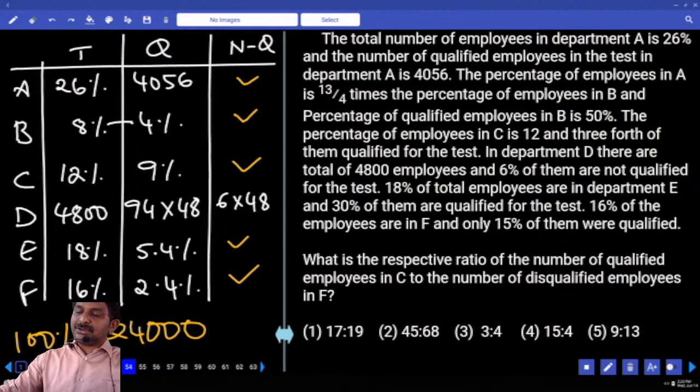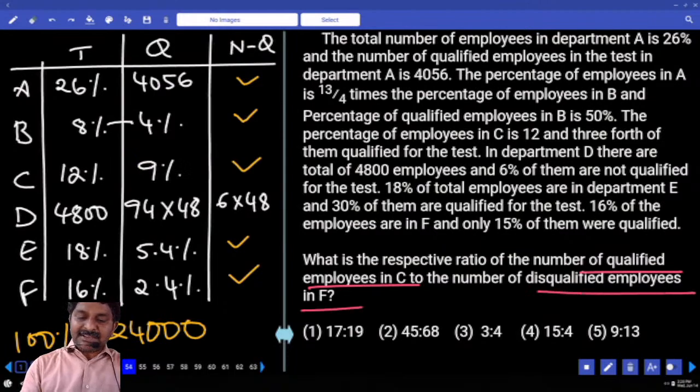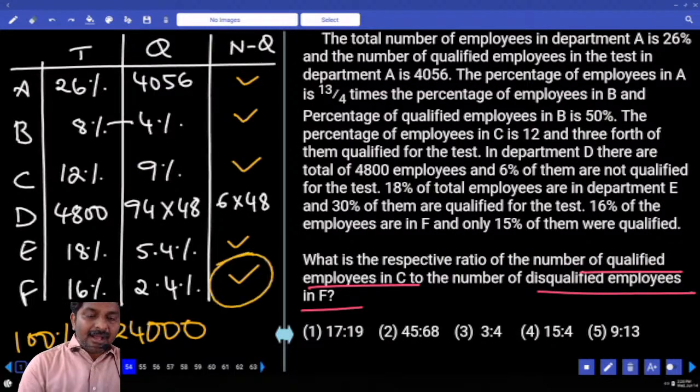What is the respective ratio of the number of qualified employees in C to the number of disqualified employees in F? Is it easy? Yes. Qualified employees in C, what percent? Disqualified employees in F, this fellow, right? Out of 16%, if 2.5 are qualified, the remaining 13.6 are disqualified.